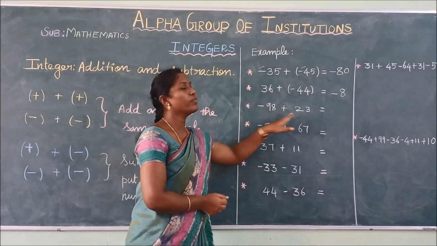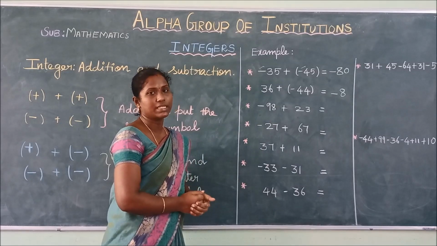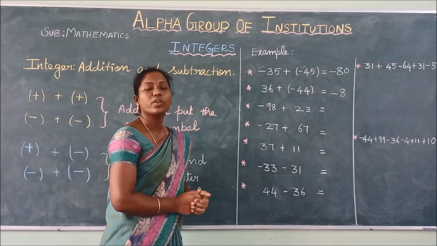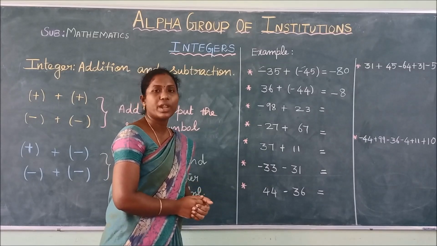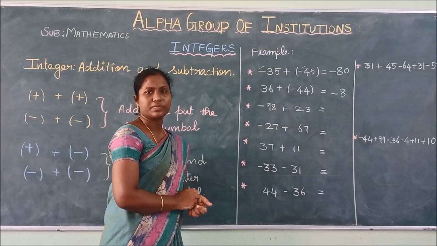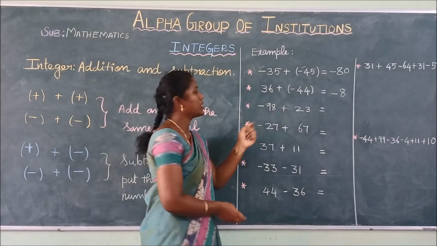Tell me, what would we have to use here? First analyze whether it is the same symbol or different symbols. Here we are adding numbers with different symbols. So what do we have to do? We have to subtract and put the greater number's sign. So we subtract the numbers first. If I subtract 23 from 98, what is the answer?